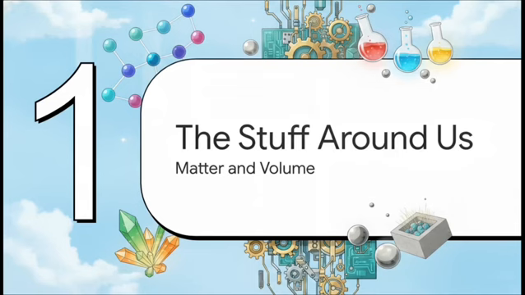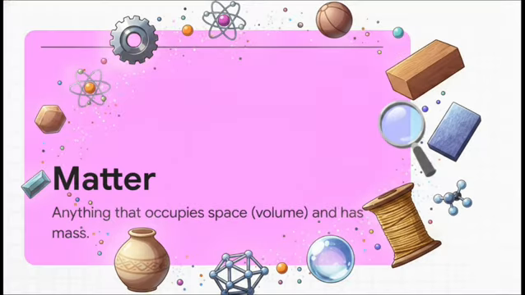Section 1. The stuff around us, focusing on matter and volume. As a quick baseline, we all know everything around us is made of matter, right? That's anything occupying space or volume and having mass. But in the engineering world, when we talk about a specific type of matter that's used to create an actual object, we call that a material, and it's pretty versatile. A single object can be made of one material or a combo of several, and a single material can be used to make tons of different objects.